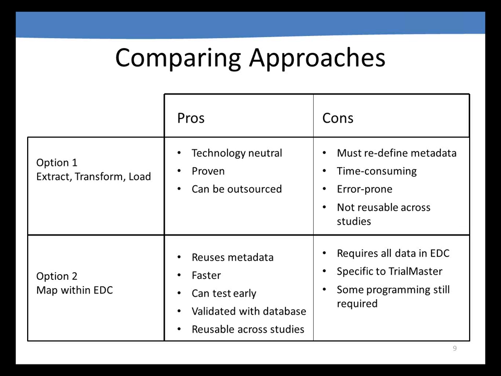In terms of option 2, it reuses the metadata because you're in the same database. So, what are my variables? What are the code lists against them? How are they grouped? How long are they? All of that's available. Our experience is that this is faster and you can test early, because as soon as you've got data in these data sets you can start running that against your analysis programs. It's validated with the database and it's reusable across studies, because if you copy the study, then all the metadata comes with it, including your mappings.